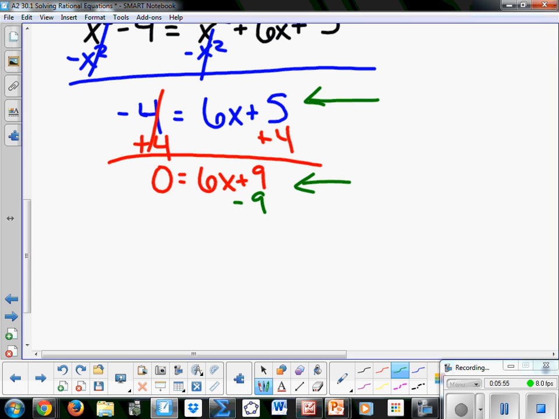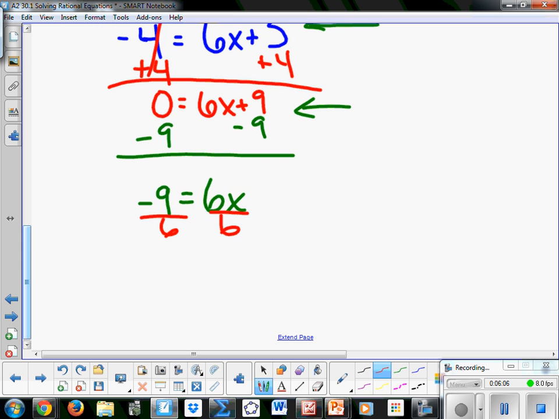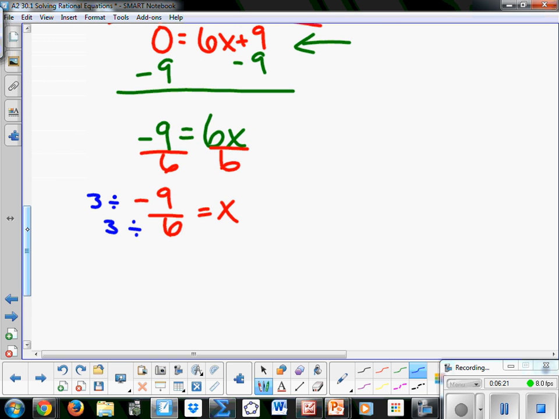So I'm going to go ahead and subtract my 9 from both sides again. I end up with negative 9 equals 6x. Divide both sides by 6. And I end up with negative 9/6 equals x. Now I can simplify this a little bit by dividing both numerator and denominator by 3. Okay, and that's going to give me negative 3 halves equals x.